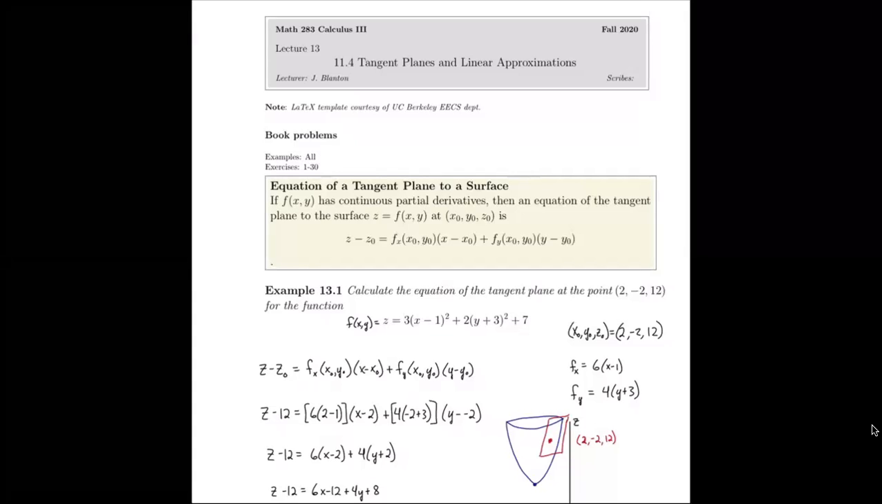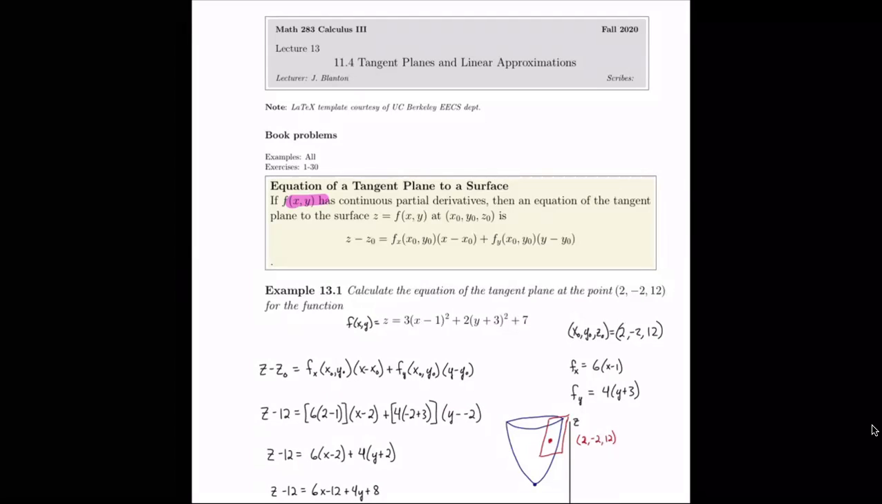So the equation of a tangent plane to a surface. Again, remember that a function f of x, y is a surface. Z equals f of x, y's graph is a surface in three-dimensional space. If such a function has continuous partial derivatives, so f sub x and f sub y are continuous, particularly at the point x naught, y naught, then the tangent plane to the surface z equals f of x, y at the three-dimensional point x naught, y naught, z naught is given by the formula below.